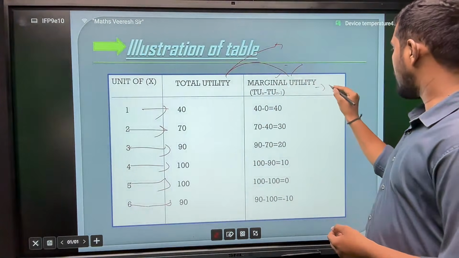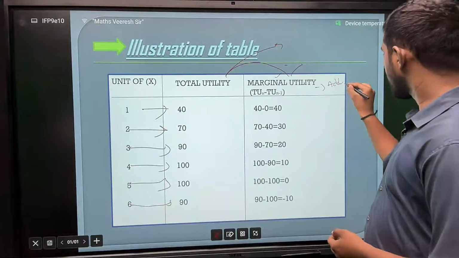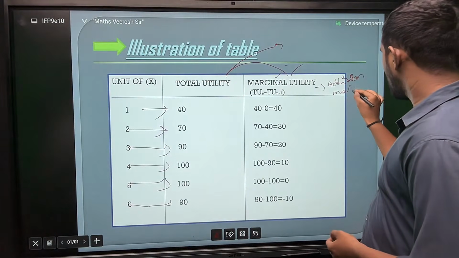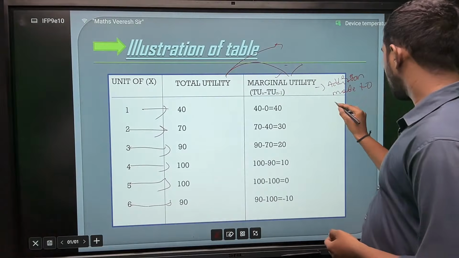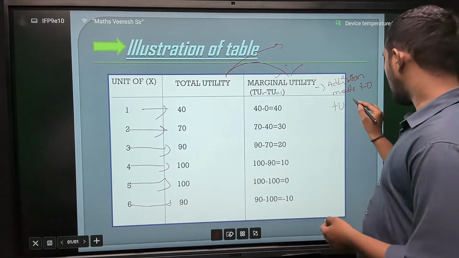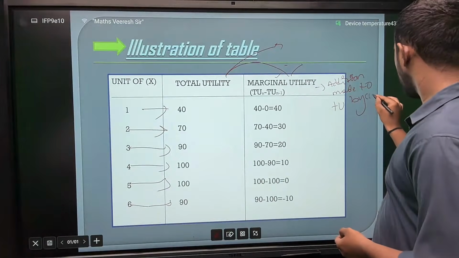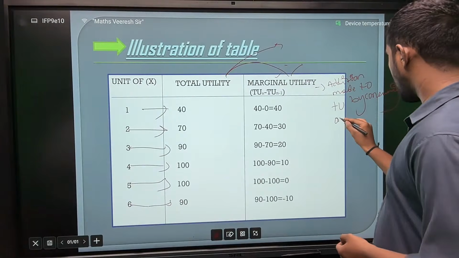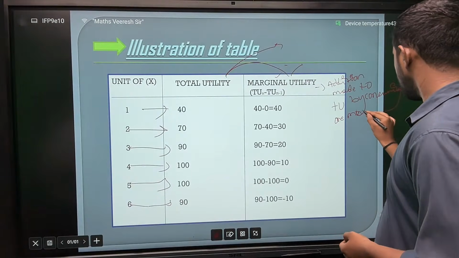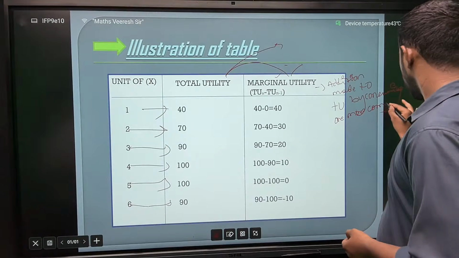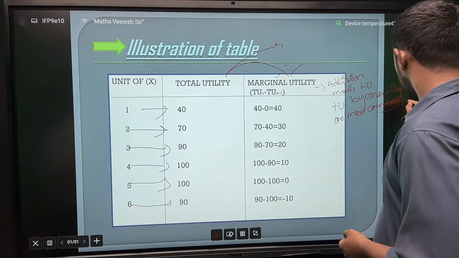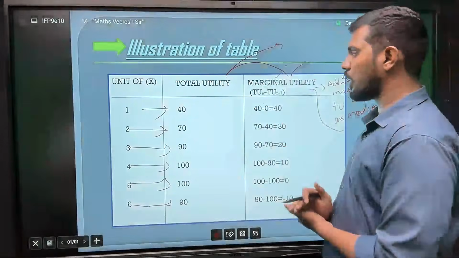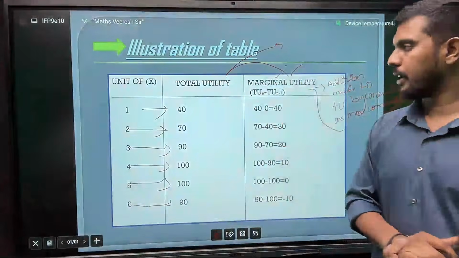I'm writing here: addition made to TU, the total utility, shortcut. How? By consuming one more commodity is known as marginal utility. So, addition made to the total utility by consuming one more commodity.